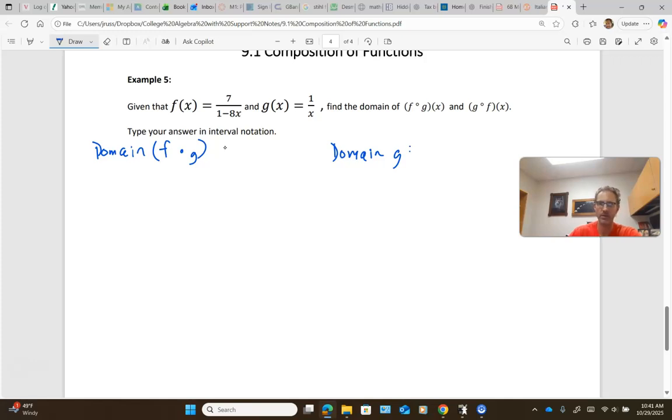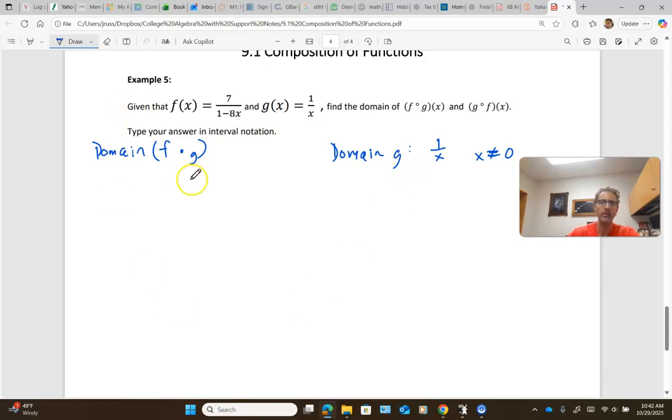Okay, well, let's see what g is. g is the function 1 over x. So if you remember, there is going to be a restriction, and the restriction just comes from what makes this denominator 0, because we can't divide by 0. So whenever x is 0, this function g is undefined. In other words, x cannot be equal to 0. So there's one restriction.